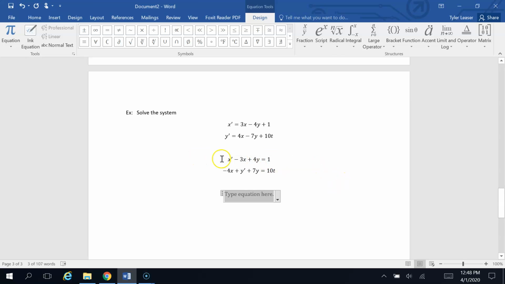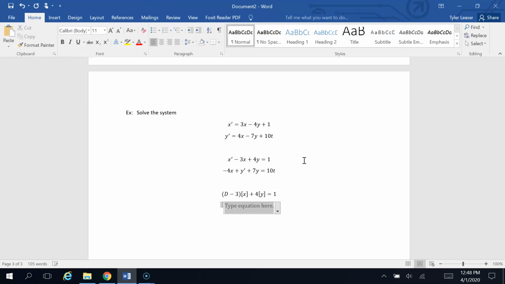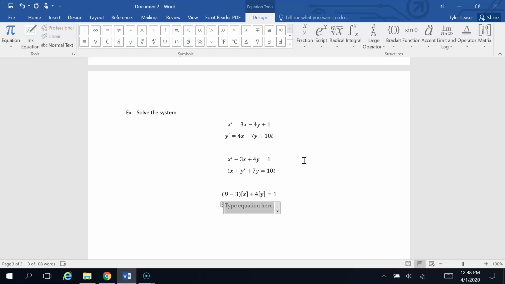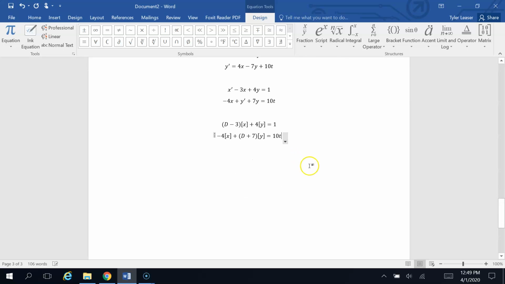So this first equation up top, we're going to rewrite the first two terms with the x having the operator D minus 3, so that operator acting on x, plus. Now my next operator, I know it looks silly, but we're going to leave it as the operator 4 onto the function y. It's the same thing as just 4y. Still equal to 1 on the right-hand side. For my second equation, we're going to write that as the operator negative 4 on x plus the operator D plus 7 on the function y, and that's all equal to 10t.